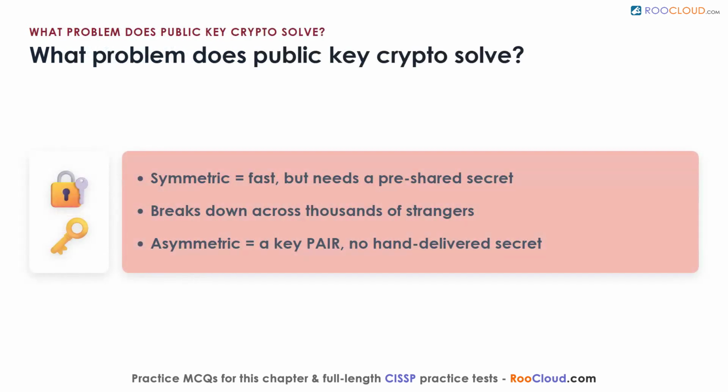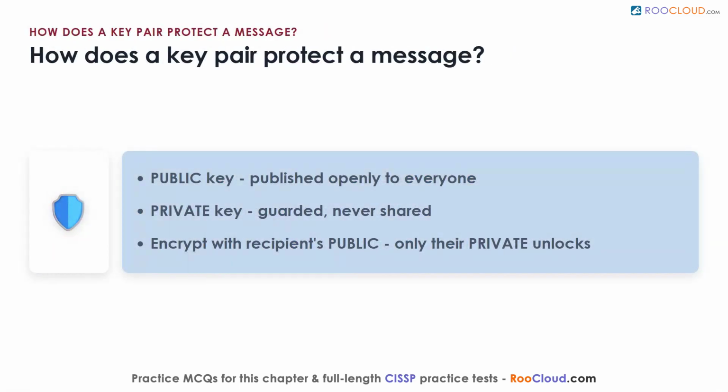So what problem does public key cryptography actually solve? Symmetric systems are fast, but both sides must already share one secret key. That works fine between two known parties. It falls apart the moment you have thousands of users who have never met. Asymmetric cryptography removes that hurdle entirely. Each user holds a pair of related keys, so you can set up secure channels without ever hand-delivering a shared secret. Think of it as a mailbox anyone can drop letters into, but only you hold the key that opens it.